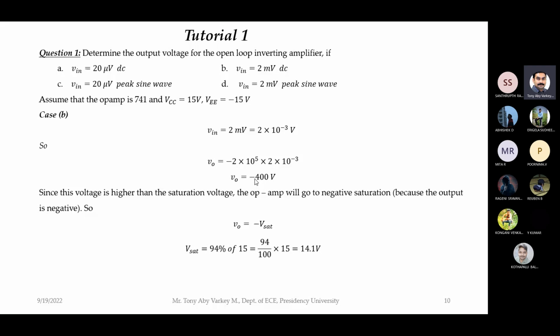Negative saturation voltage we have already told is 94 percent of VCC. So 94 percent of 15 is 14.1. So output will be minus 14.1 volt. Is it clear? Yes, sir.